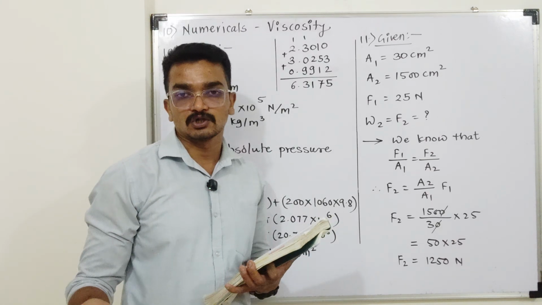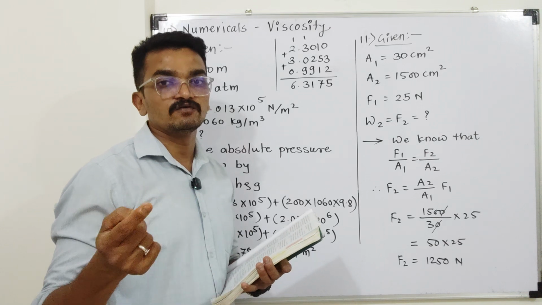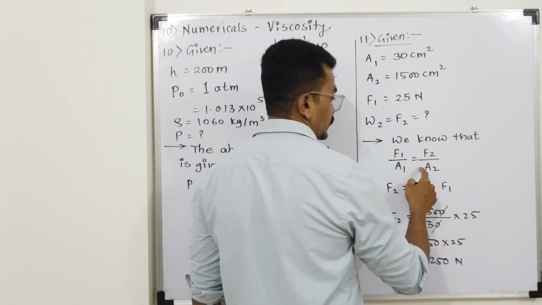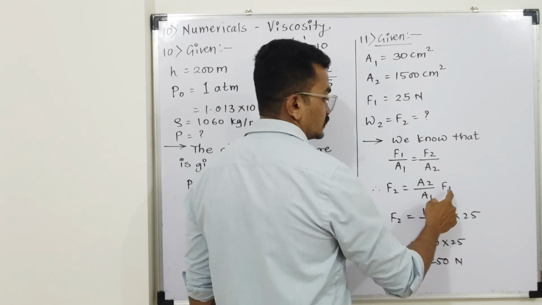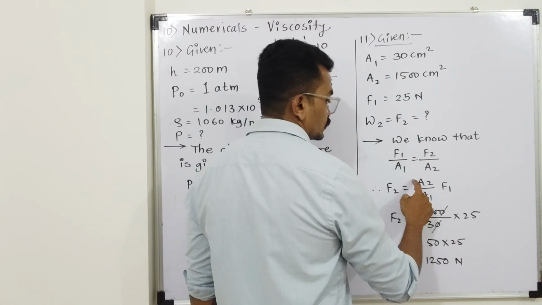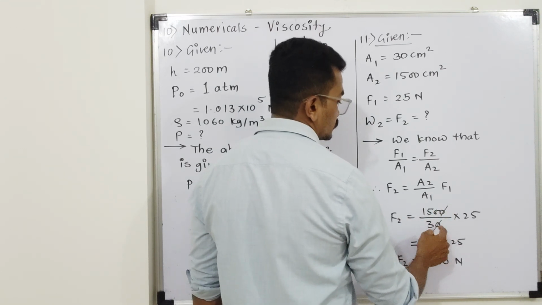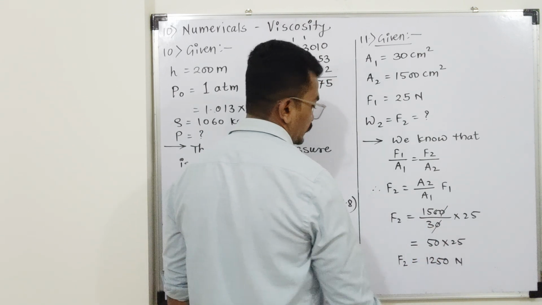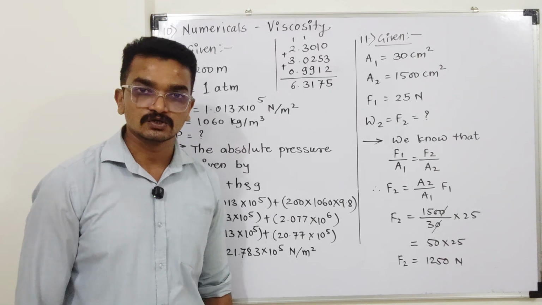According to Pascal's law, or the equation of the hydraulic lift, we know that P1 equals P2. So P1 is F1 upon A1, which equals F2 upon A2. We will rearrange this formula for F2. So F2 is equal to A2 upon A1 into F1. A2 is 1500, A1 is 30, the 0s get cancelled. So 150 upon 3 into 25. 150 upon 3 is 50, 50 times 25 is 1250 Newton. So the force or the weight on the output piston is 1250 Newton.